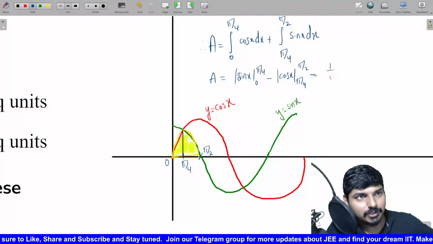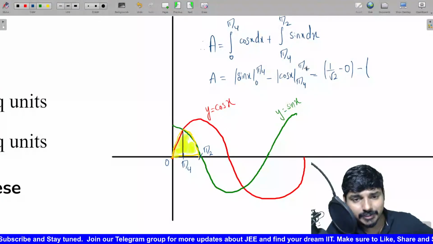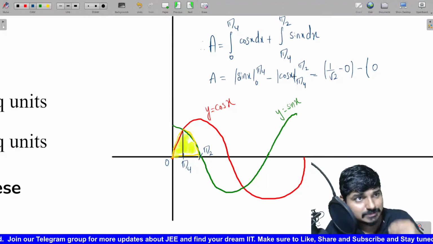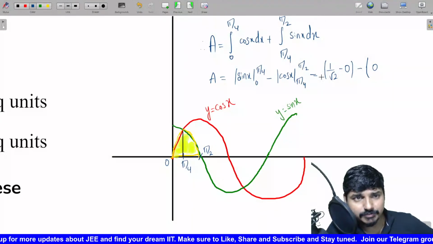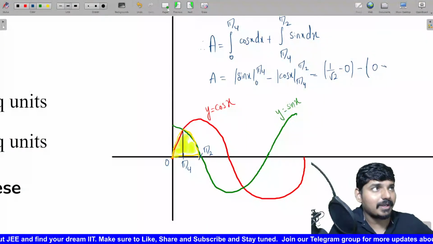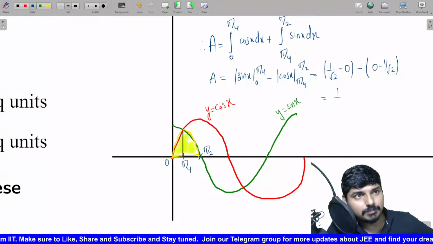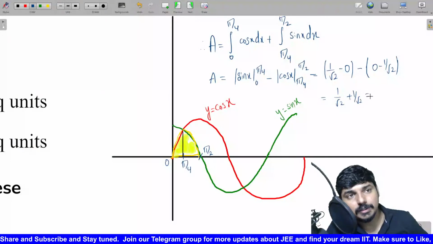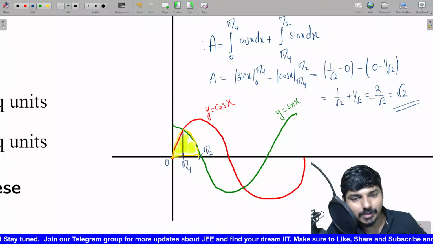Sin pi by 4 is 1 by root 2, minus sin 0 which is 0, minus of cos pi by 2 which is 0. And cos pi by 2 is 0, minus of cos pi by 4, that's going to be minus of 1 by root 2. So from here, I'm going to get 1 by root 2 plus 1 by root 2, and that is going to be 2 divided by root 2, and that is going to give you root 2 as the solution.